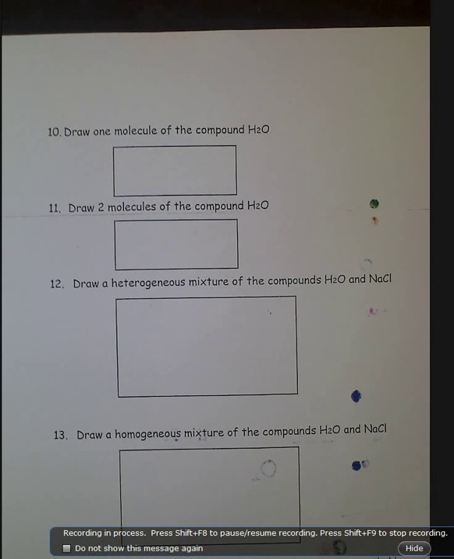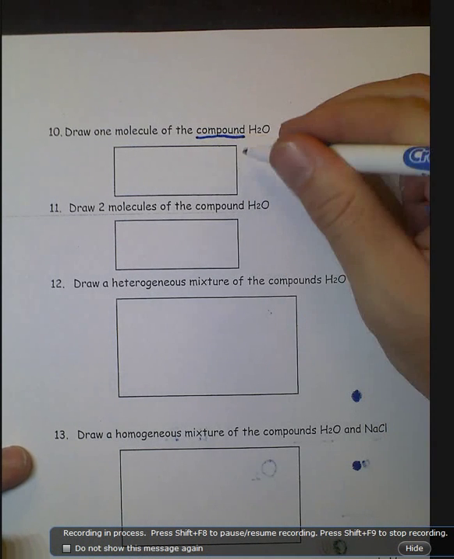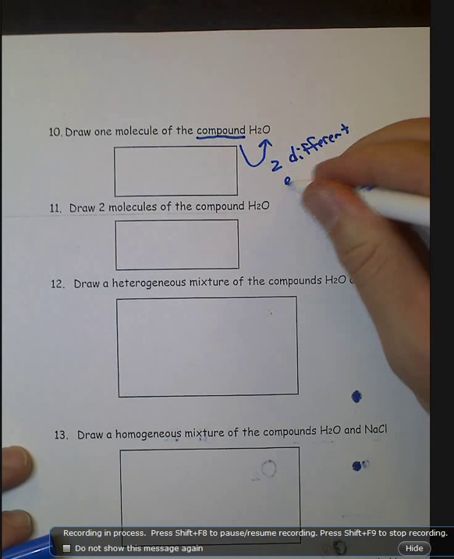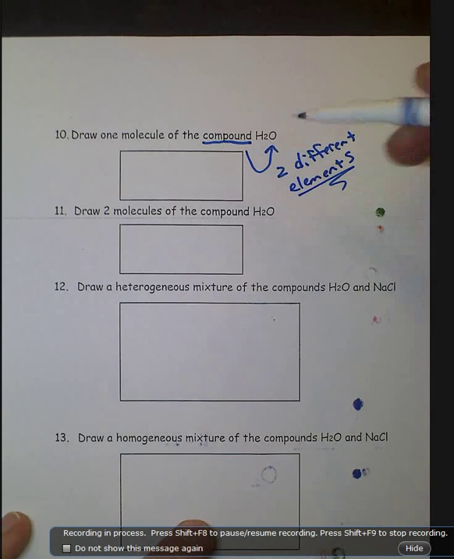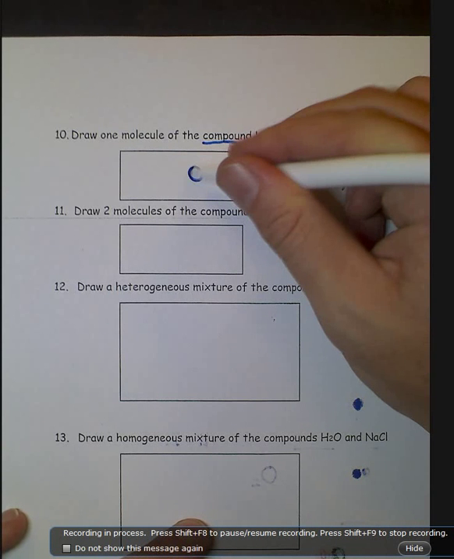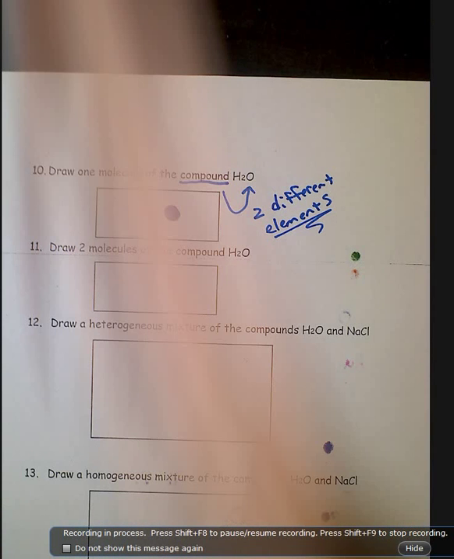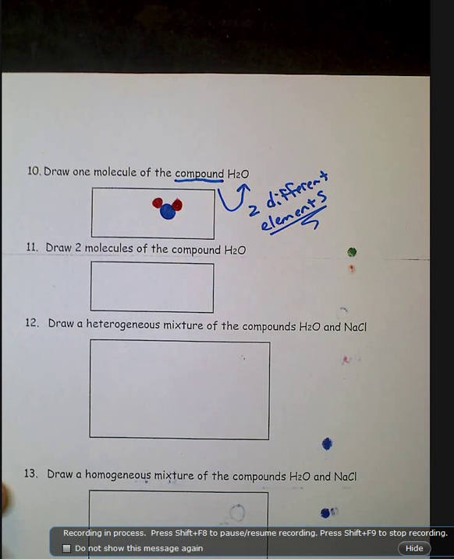Draw 1 molecule of the compound H2O. Okay? So now we're using the word compound because we have 2 different elements. Okay? Hydrogen. So our oxygen we had was blue, and there's only 1 of them. So we have an oxygen. Hydrogen. Whatever you want to use, I'm going to do mine in red. Red. Red. Okay? Draw 2 molecules of water.